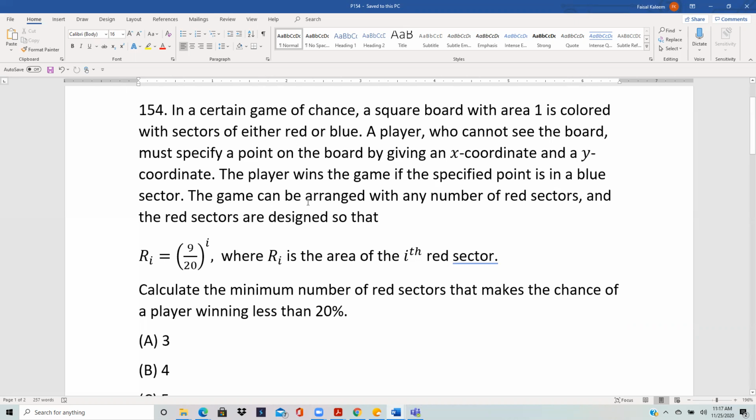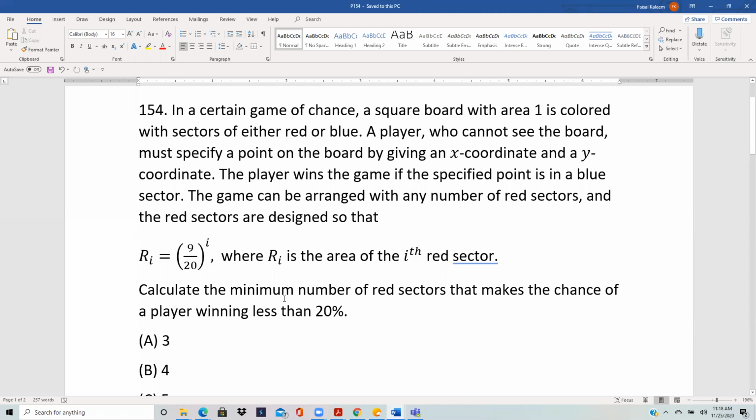The game can be arranged with any number of red sectors, and the red sectors are designed so that Ri equals 9 by 20 power i, where Ri is the area of the ith red sector. Calculate the minimum number of red sectors that makes the chance of a player winning less than 20%.